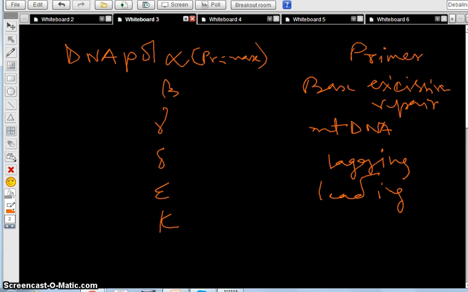Now, each of these polymerase enzymes has different exonuclease activity: 3 prime to 5 prime exonuclease activity, or 5 prime to 3 prime exonuclease activity. In case of alpha, there is no such activity we have found till now. In case of beta, there is no 3 prime to 5 prime or 5 prime to 3 prime exonuclease activity. In case of gamma polymerase, 3 prime to 5 prime exonuclease activity is there. And in case of delta and eta, 3 prime to 5 prime exonuclease activity is there. So I guess this much information is fine for the eukaryotic polymerase enzymes.